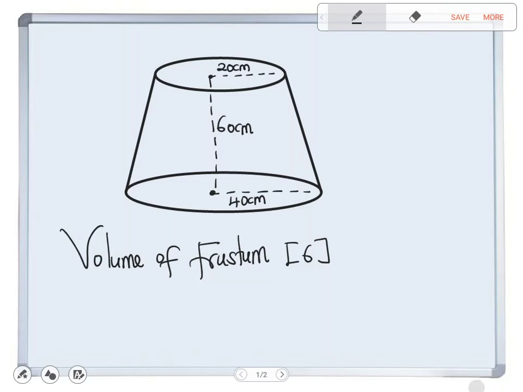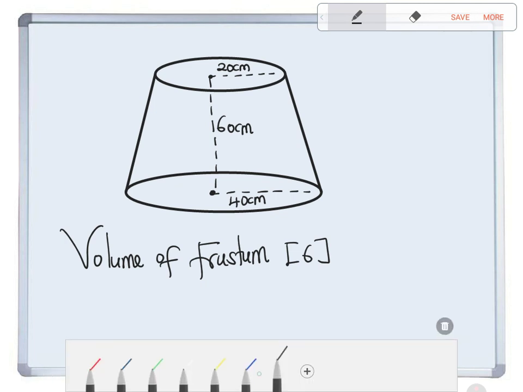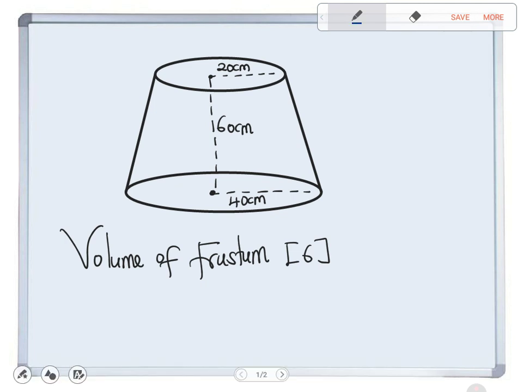Frustum. Let's do it the easier way. If you're asked to find the volume of the frustum, what you need to keep in mind is that a frustum always comes from a cone. So if you have to find the volume of this frustum, take note that you just need to find the volume of two cones, then subtract them.